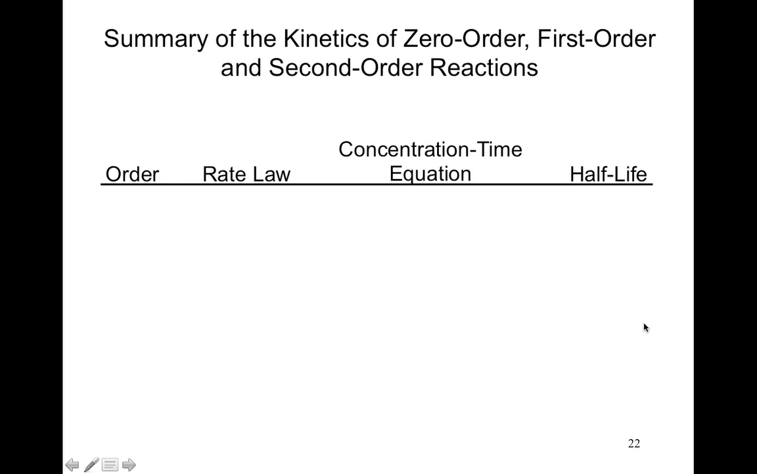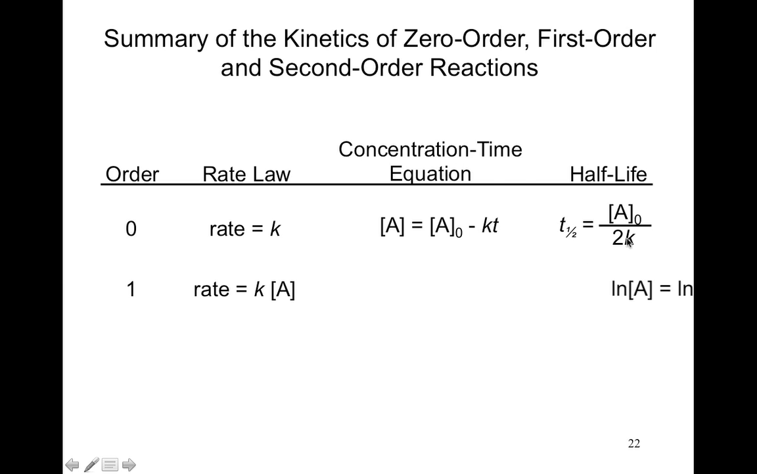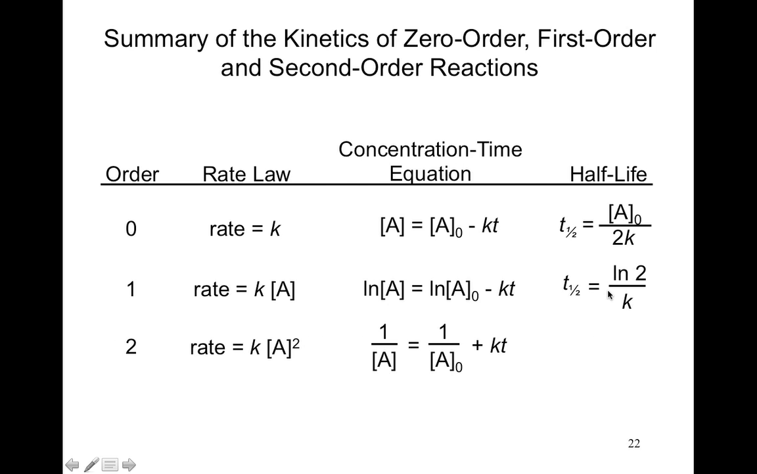So here's the important slide. When you're asked a question about order or rate laws or half-lives, you make sure you find the right equation. If it's a zero order reaction, this is your half-life equation. If it's a first order reaction, then this is your half-life equation. If it's a second order reaction, then this is your half-life equation. That's kind of the important stuff. That's what we're going to be using in class to solve these kinds of problems.